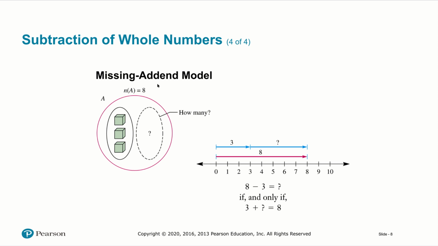Visually speaking, the missing addend model would look like this. Basically, when we want to handle 8 minus 3, we say 3 plus what would make 8, and of course that would be 5 of those cubes, right? We can even demonstrate that on the number line by starting with 8. So we have a positive directional arrow with length 8, and then we put an arrow of length 3 at 0 as well, and say, okay, how many more places would we have to move in order to get to this 8? And of course, again, the answer will be the same, 5 units.